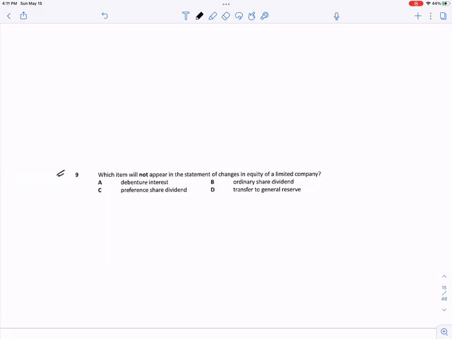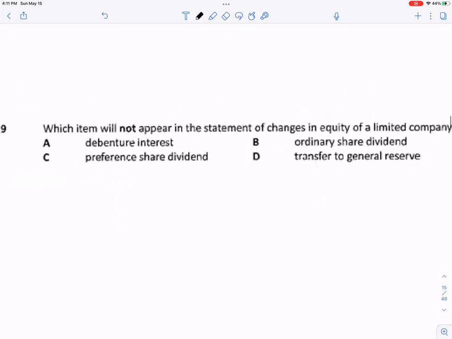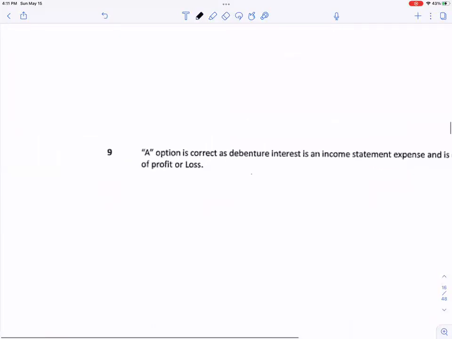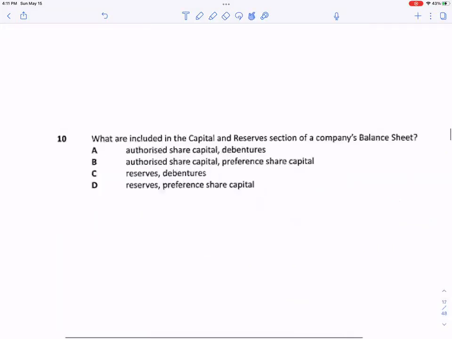Which items will not appear in the statement of changes in equity? Debenture interest will not appear. Preference dividend, share dividend, and transfer to reserves will appear. There are only 25 MCQs in this, so this should go faster.